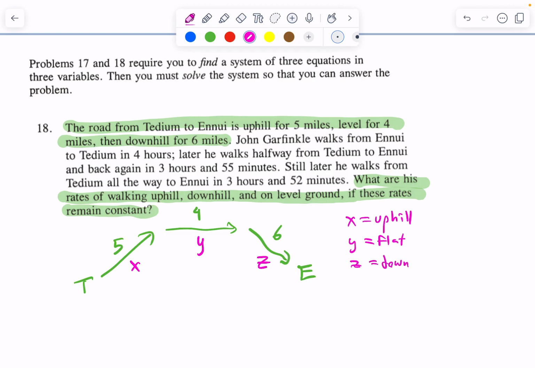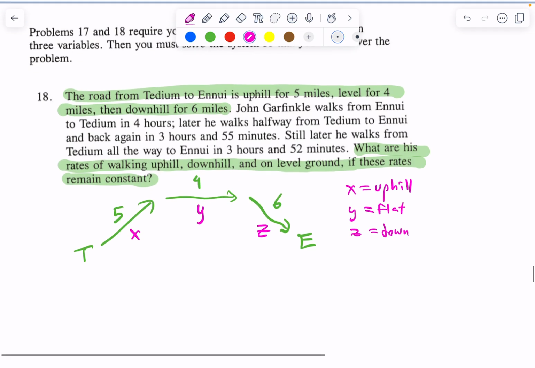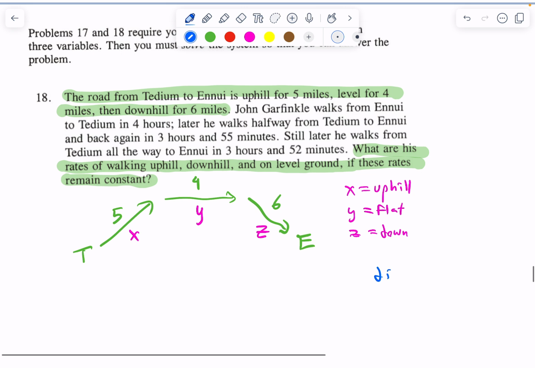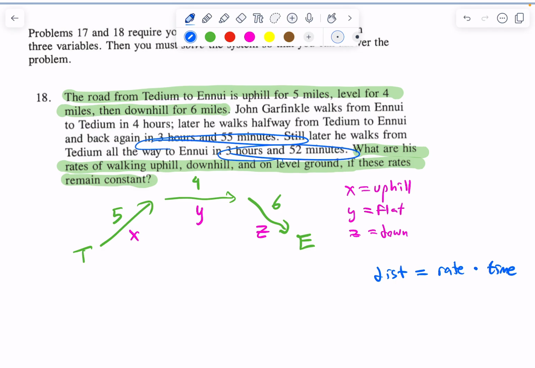And then finally, if we're talking about time and speed, I'm guessing the formula we're going to use here is distance equals rate times time. And if we read this, it's saying back again in time, back again in time, back again in time. So it looks like our equations are going to be dealing with time. So I'm going to rearrange this: time equals, we divide both sides by rate, distance over rate.